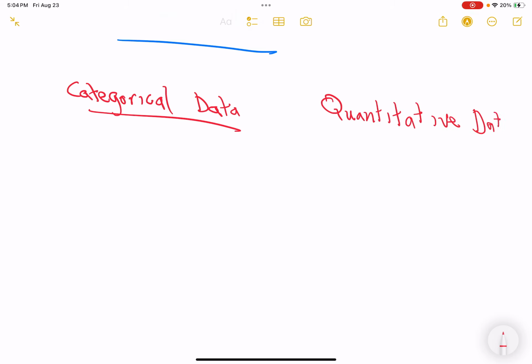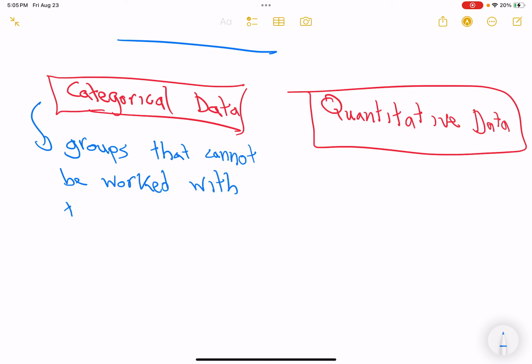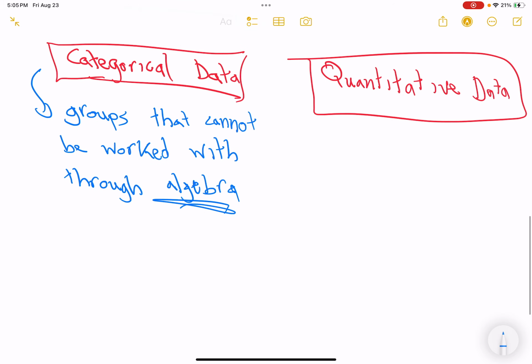When we are looking at categorical data, these are going to be groups that cannot, I say cannot, be worked with through algebra. Now, in class, you might remember me saying this is really important. They can't be worked with through algebra. And you're probably thinking, well, Mr. Mays, why don't you just say anything that's not numerical? But we talked about one of the weird examples of categorical data.